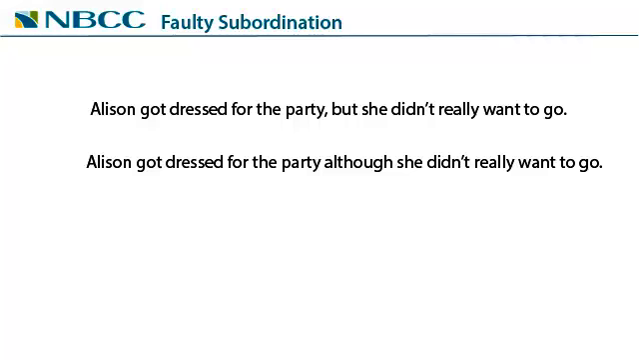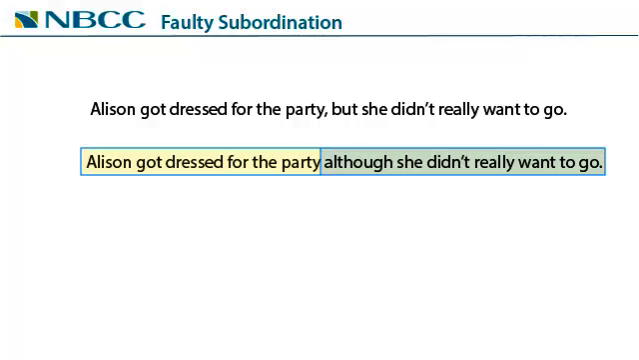Allison got dressed for the party although she didn't really want to go. The independent clause saying that Allison got dressed for the party is more important. Her not wanting to go is secondary, or subordinate.